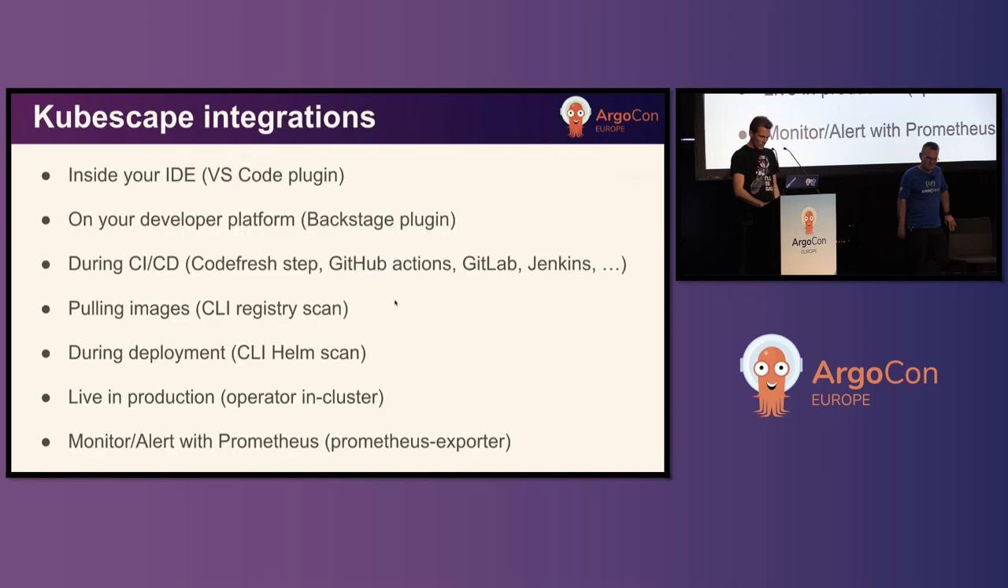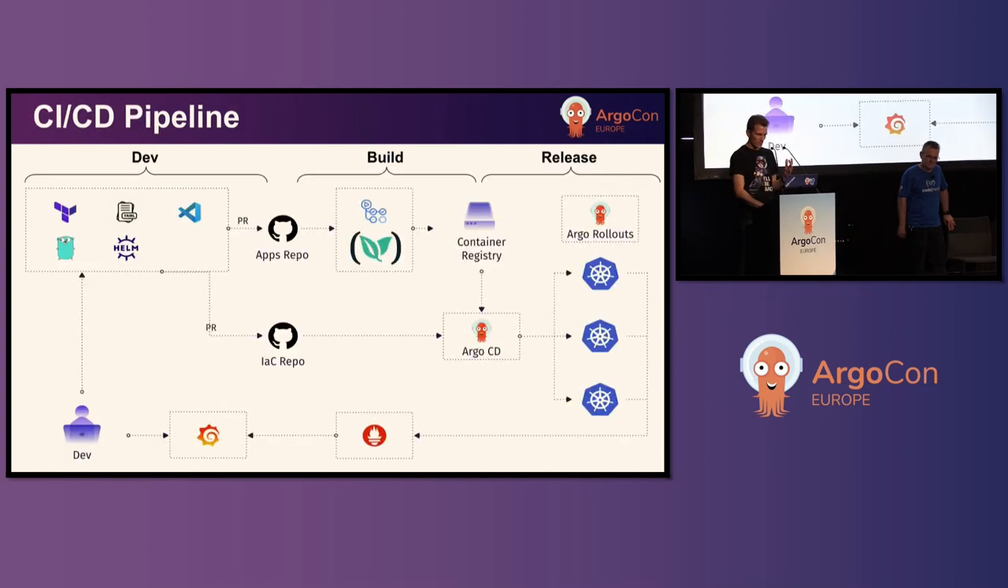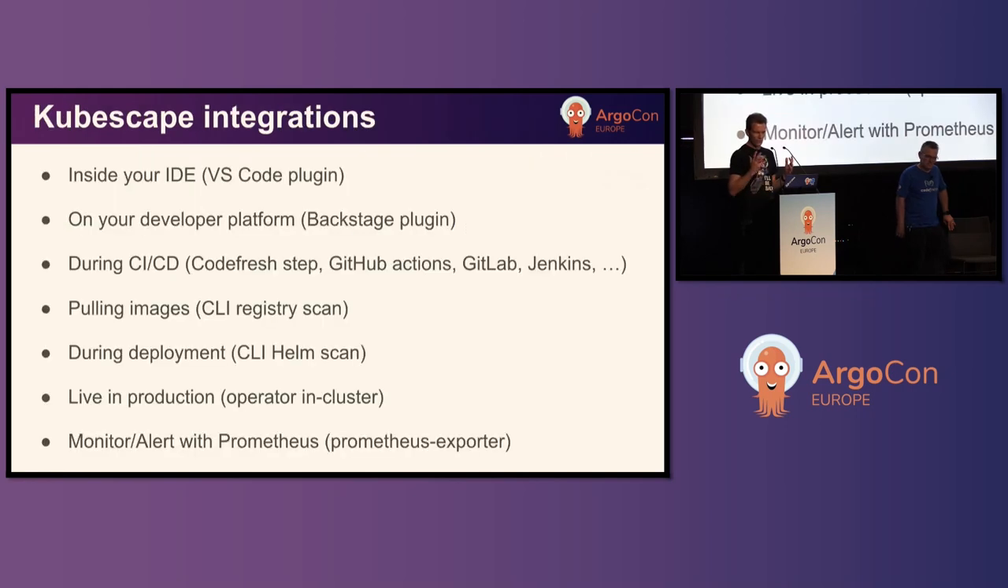As I told you, Kubescape is very flexible, so you can integrate it into various parts of this CI/CD pipeline. First of all, we have a VS Code plugin, so you can start taking into account security problems right in your IDE. You can also integrate inside your developer platform if you're using Backstage. Then we have steps in all the well-known CI/CD tools like Codefresh, soon Octopus Deploy. Yeah, there are different tools for now, but yeah. GitHub Action, GitLab, Jenkins, whatever.